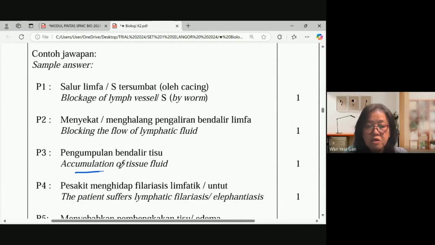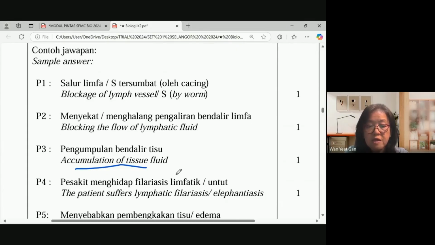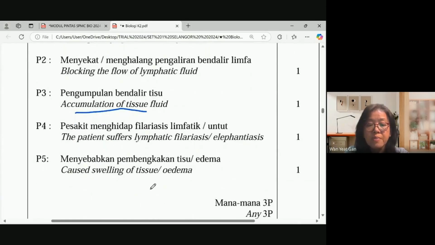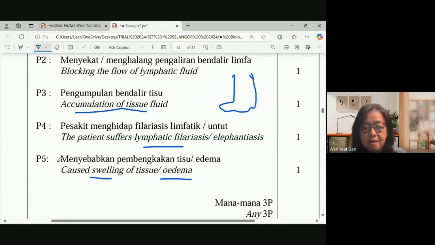So the tissue fluid will accumulate in between the cells, causing the tissue to swell, a condition we call edema. So the patient suffers from lymphatic filariasis or elephantiasis. Now the feet of the person, if it happens in the feet, are normally very big and look like elephant feet.